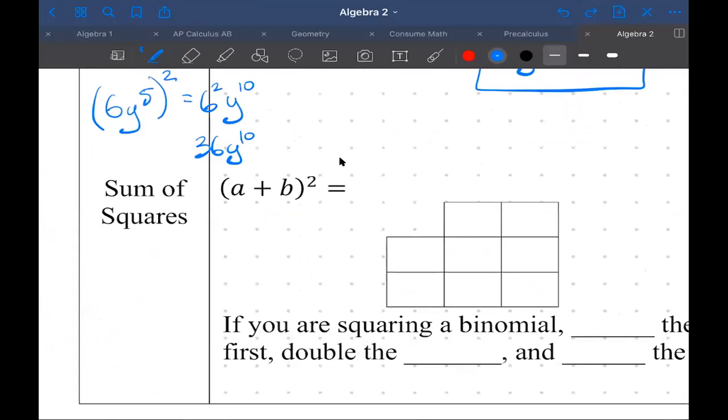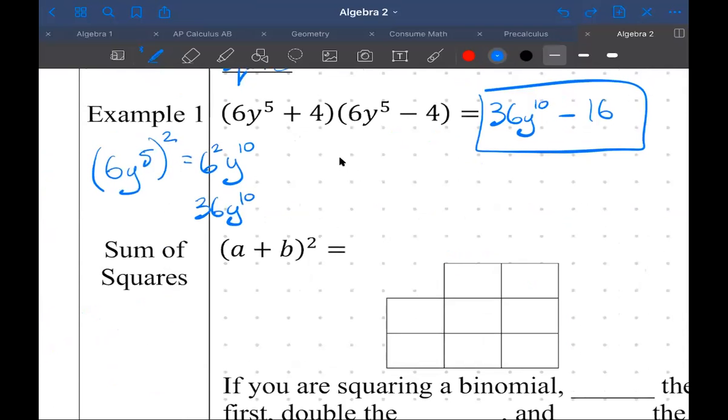Okay, what if I have this term, sum of squares? And by the way, does anyone need to raise their hand to get more time to write down notes? No hands. Okay, so sum of squares.